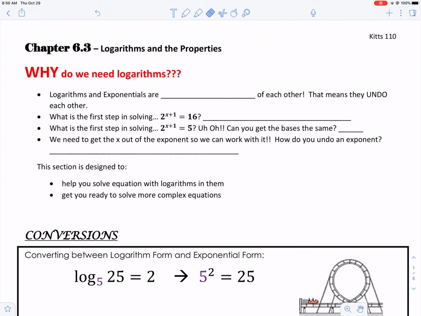So today we are going to be talking about logarithms and their properties. We need to first talk about why. Why in the world do we need logarithms? Well, logarithms and exponents are inverses of each other. That means that they're going to undo each other.